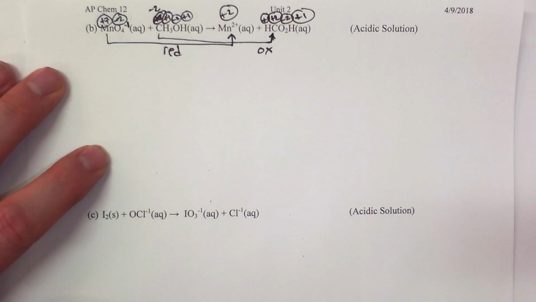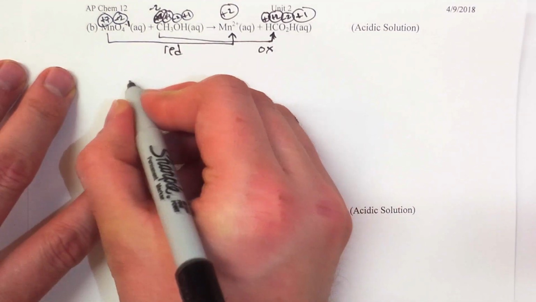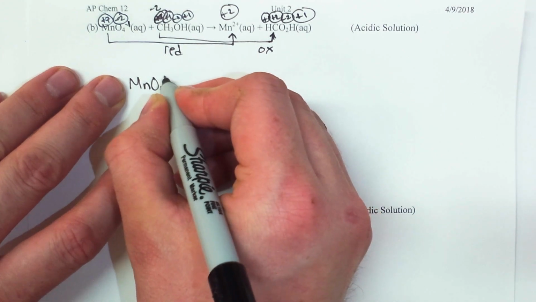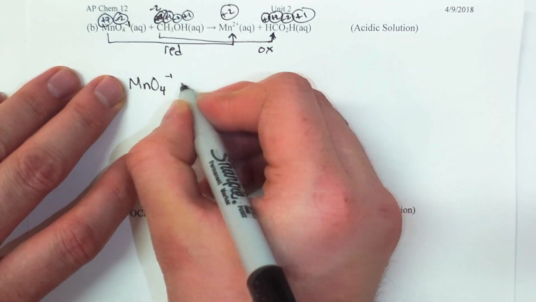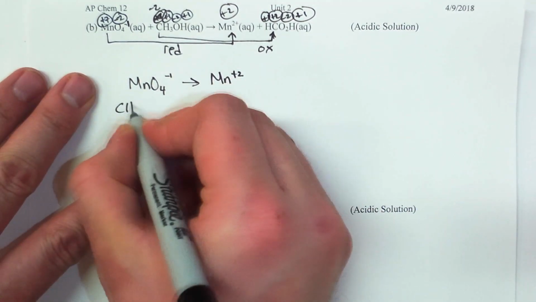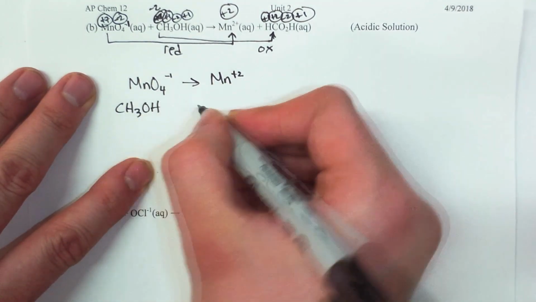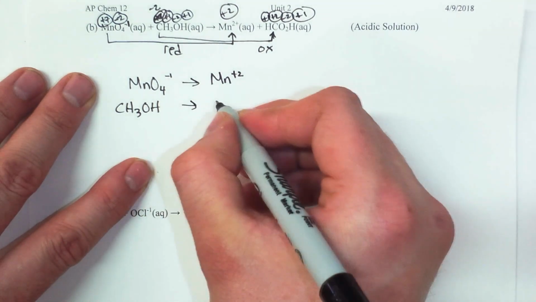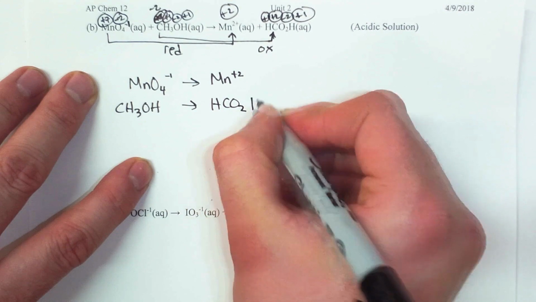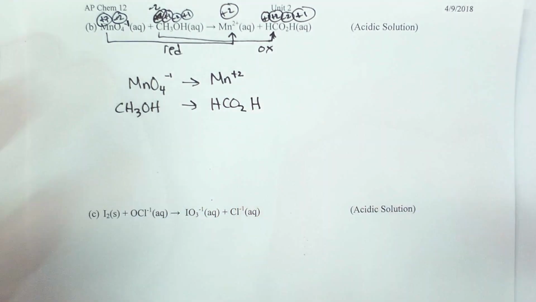So we start just by writing out our half reactions. So manganese, oxygen, so permanganate, going to Mn +2, methanol being oxidized to formic acid.